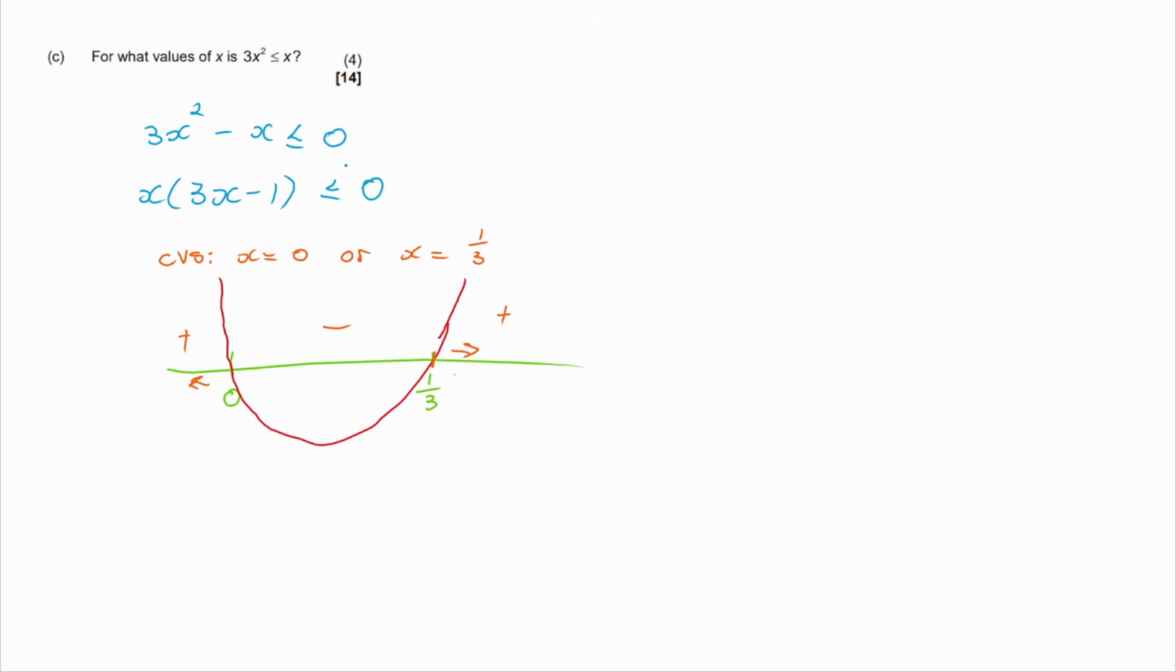Okay, and it's asking where we're less than 0. So less than 0 means negative, less than or equal to 0, important. So it means that we're negative or 0. Okay, so you can see we're between 0 and 1/3. So you can either write it like this, x is between 0 and 1/3 included, or you could say x is an element of the closed interval [0, 1/3]. Okay, so two ways to write it. Even if you do a different method, you should get to one of these solutions. You only need one of these, okay, but they're both acceptable.